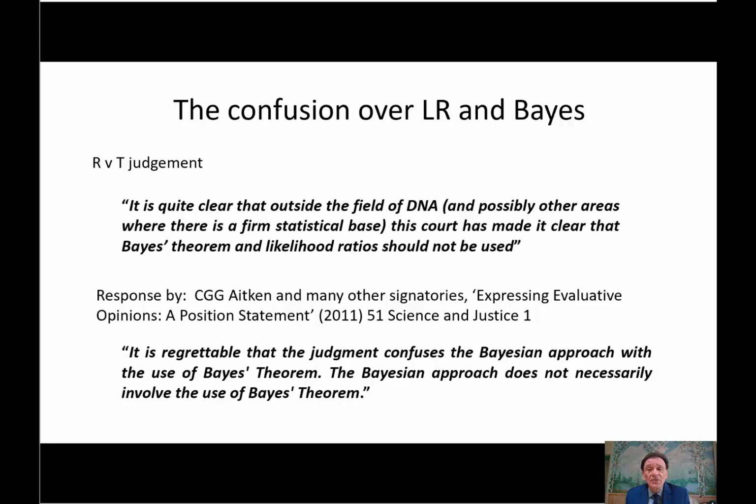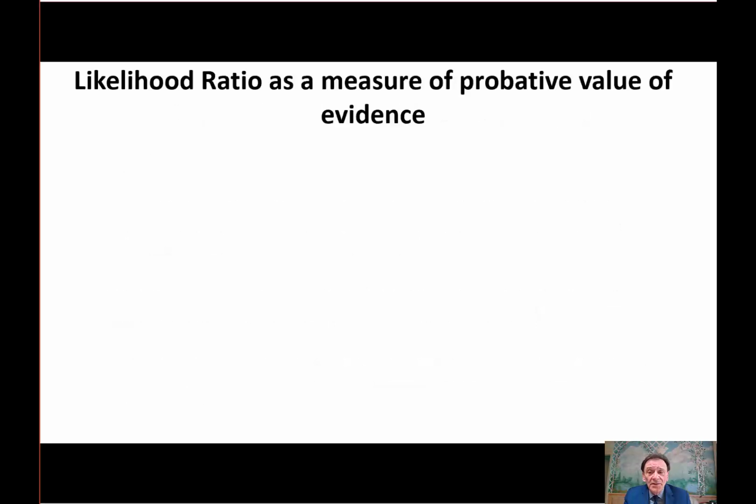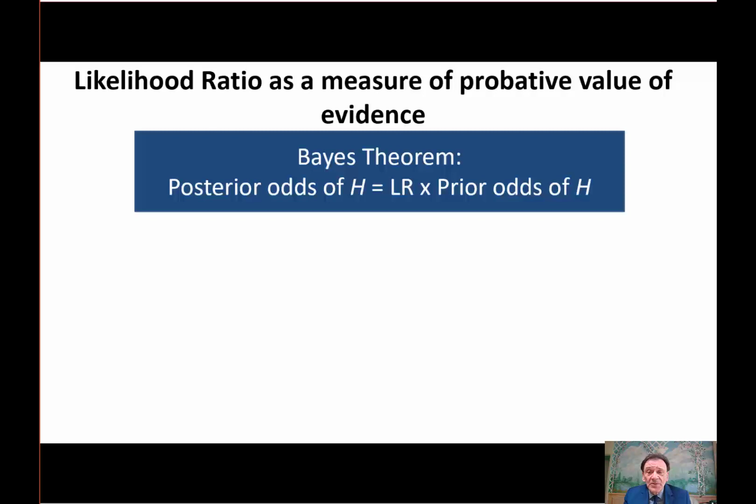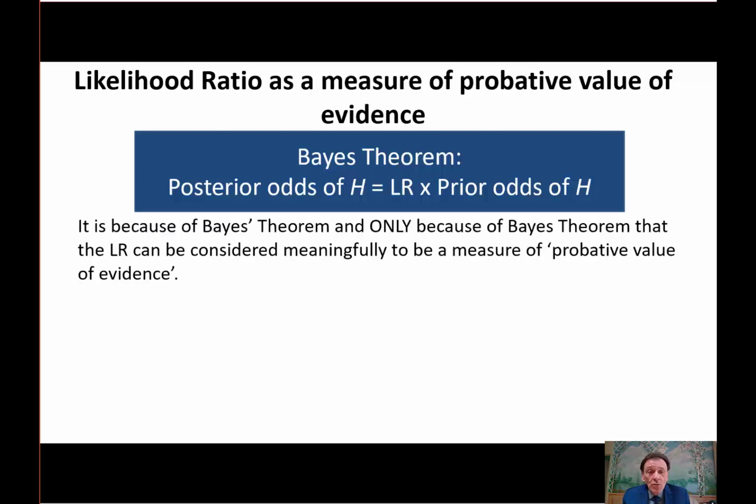But this statement reveals an astonishing misunderstanding of Bayes' theorem and the likelihood ratio, and it's the kind of misunderstanding in practice that totally devalues the use of the likelihood ratio. Now, as we saw, the odds version of Bayes' theorem provides the relationship between the prior odds, the likelihood ratio, and the posterior odds. And what this means is that it's because of Bayes' theorem, and only because of Bayes' theorem, that the likelihood ratio can be considered meaningfully to be a measure of probative value of evidence.